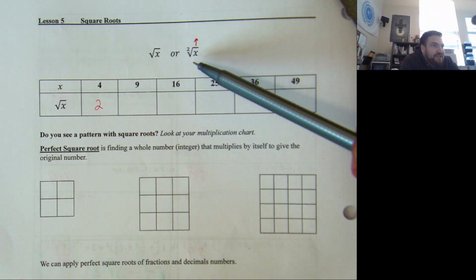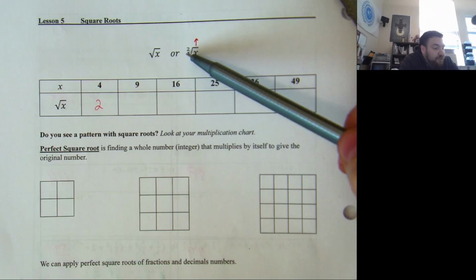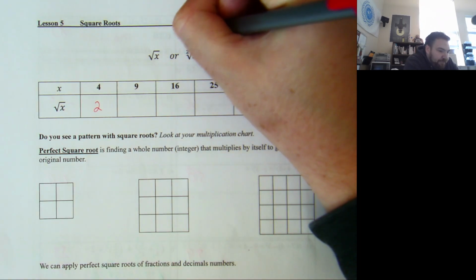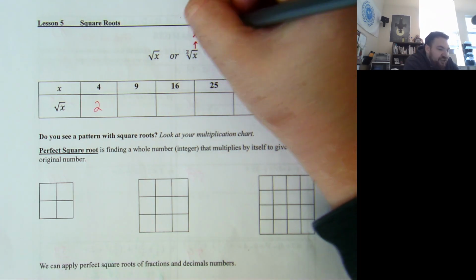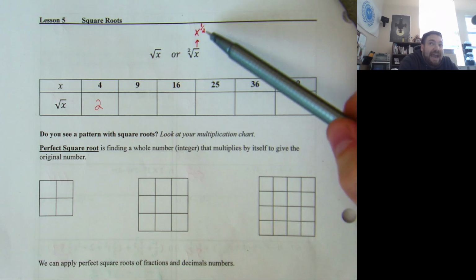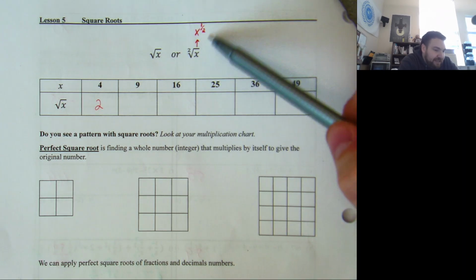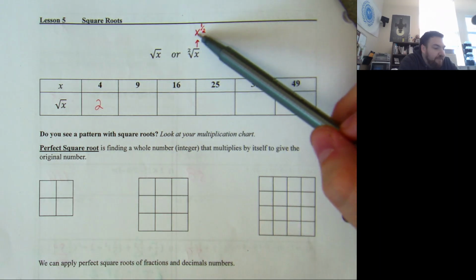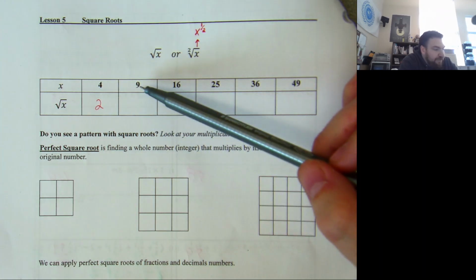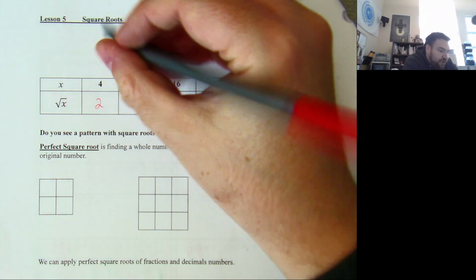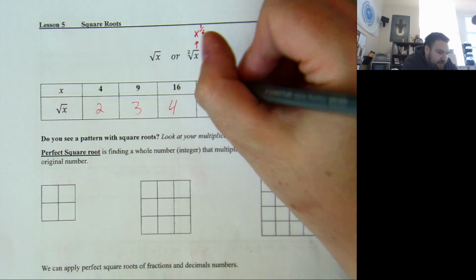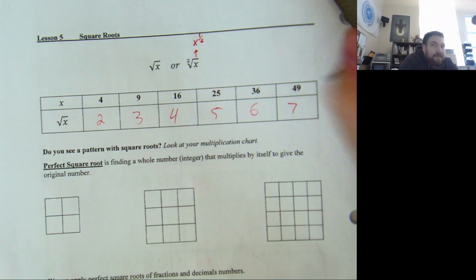We have alternative notation for this. You can write it with this root sign that you've seen before, or you can write it as an exponent. If we use fractional exponents, I know fractions are coming back, x to the 1/2 is the same thing as square rooting something. What that means is what times itself gives you this number. So the square root of 9 is 3, the square root of 16 is 4, I'm sensing a pattern, the square root of 25 is 5, and then 6 and 7.